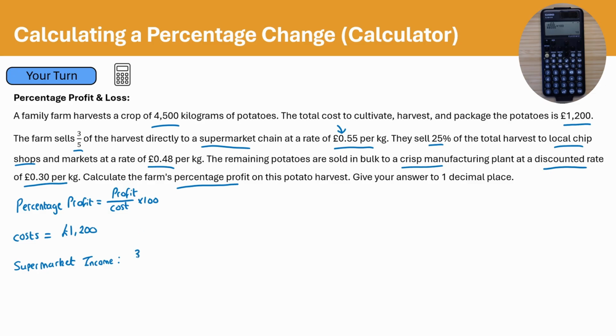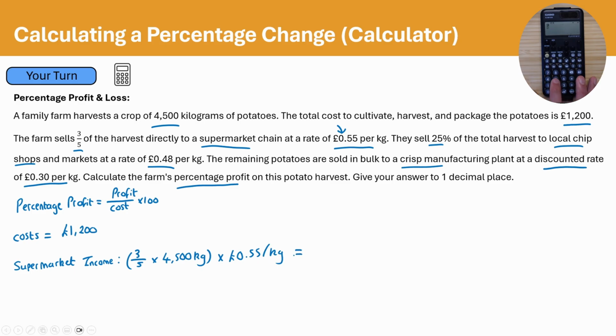3/5 of the harvest. So 3/5 of the 4,500 kilograms is sold directly to a supermarket chain at a rate of 55 pence. So this calculation will get me what I want. Just include my units. So just to show you what I've done here, I've done 3/5 of the harvest. So just multiply those together. That's going to give me the total kilograms sold to the supermarkets. And then I've multiplied it by the price per kilogram. I'll type this in my calculator.